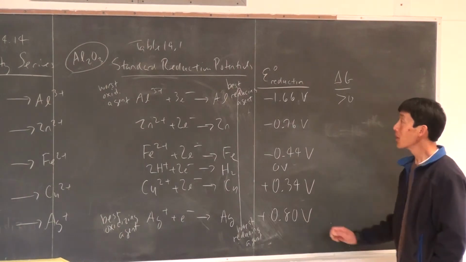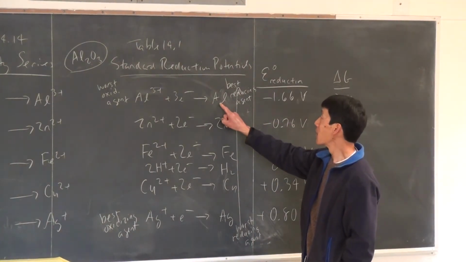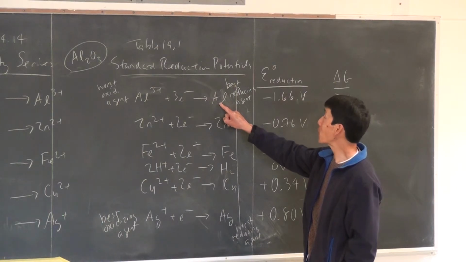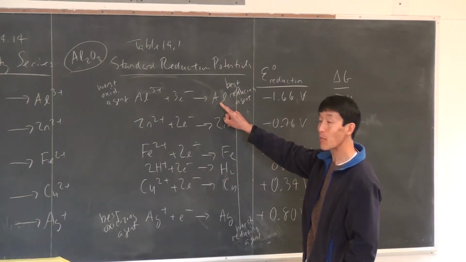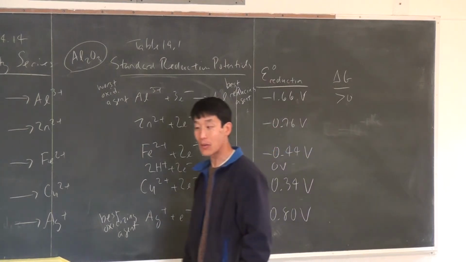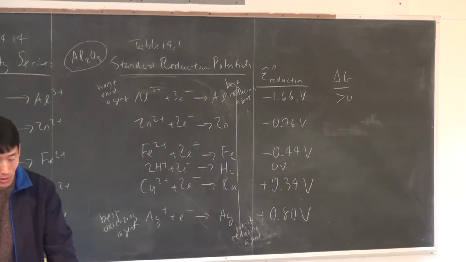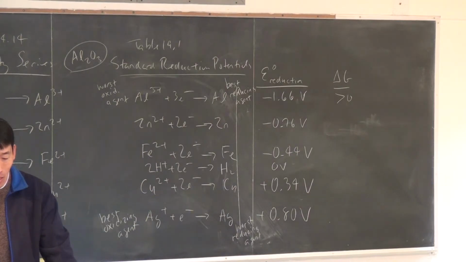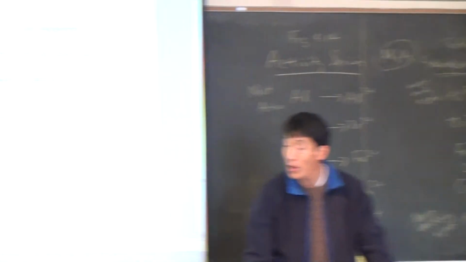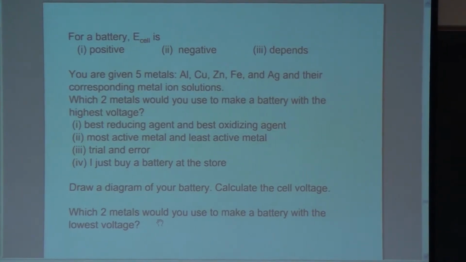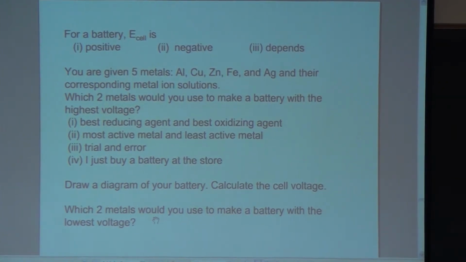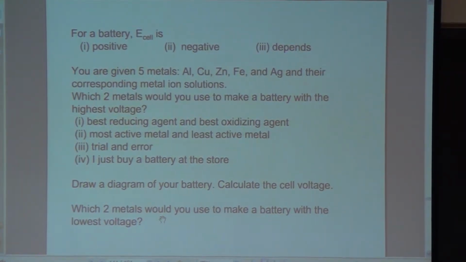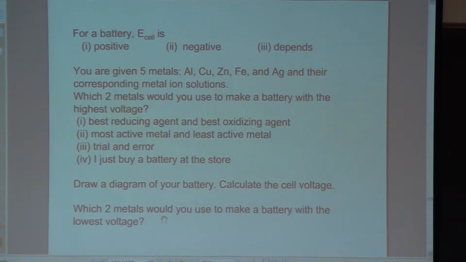Okay, so on this table, note that the most active metal is going to be your anode or cathode? Yeah, that'll be the anode. Then the least active metal is going to be the cathode. Okay. So then which two metals would you use to make a battery with the lowest voltage? Okay, so we looked at the numbers here. So we want to use, Myra, the ones which are close to each other. So which one would that be?